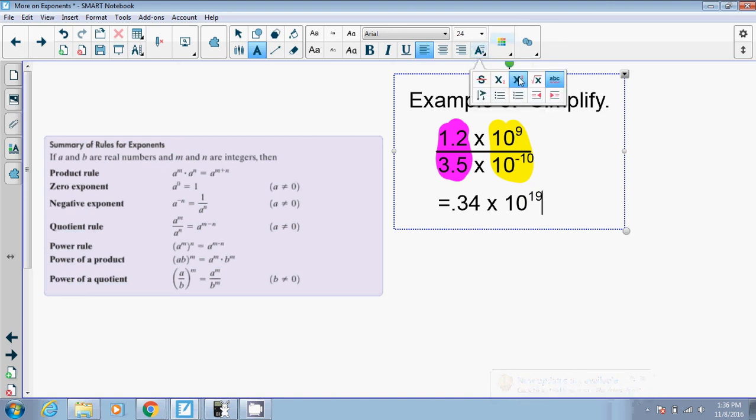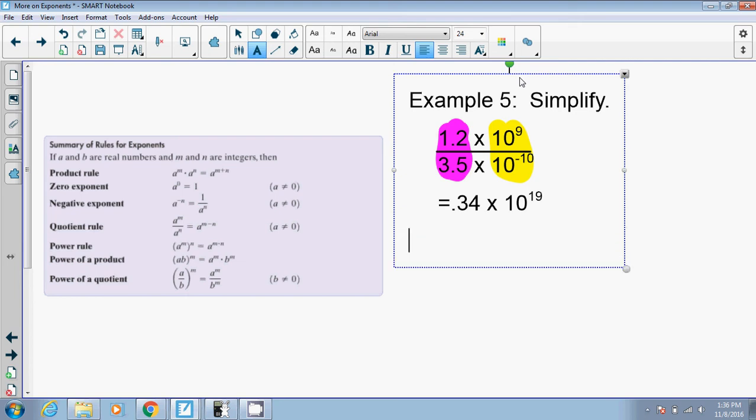Again, always double check to make sure here that your scientific notation is correct. So your first value, or the A, needs to be between 1 and 10. Is 0.34 between 1 and 10? No, it's not. So I need to write that 0.34 in scientific notation, and then I need to add on that times 10 to the 19th at the end.